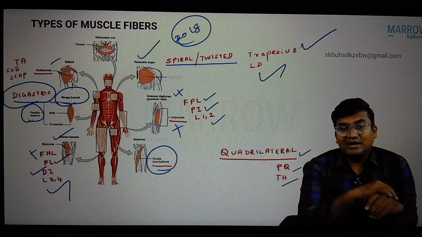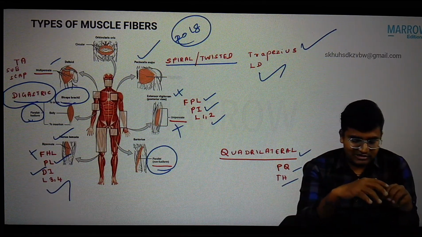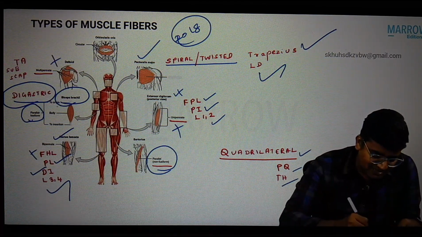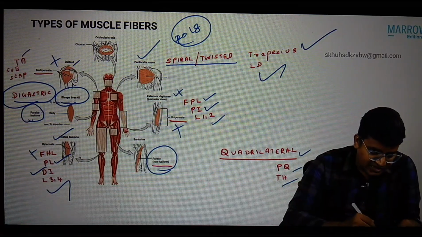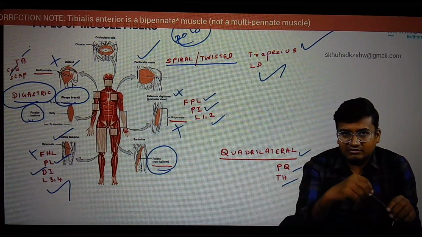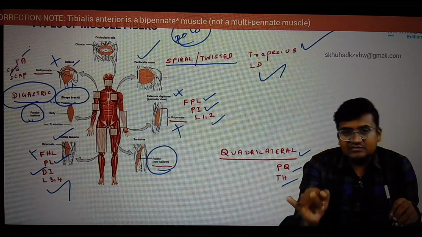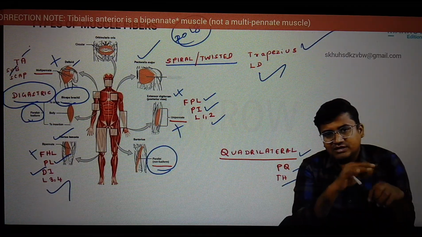Then the last, multipinnate muscle, with more than 2 slips of origin. What are the examples for multipinnate muscle? Deltoid muscle, tibialis anterior, and subscapularis muscle. These 3 examples you have to remember. Are these clear? Right. So if you know these details, the general anatomy, that is more than sufficient.